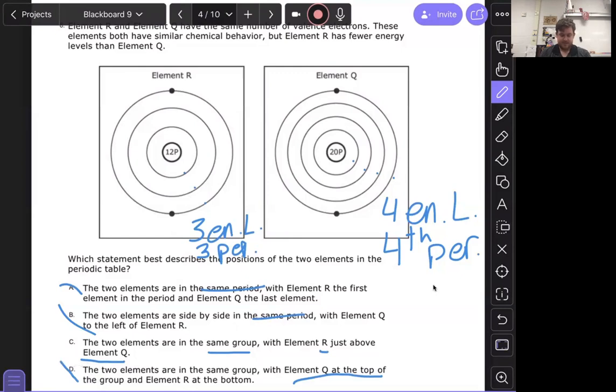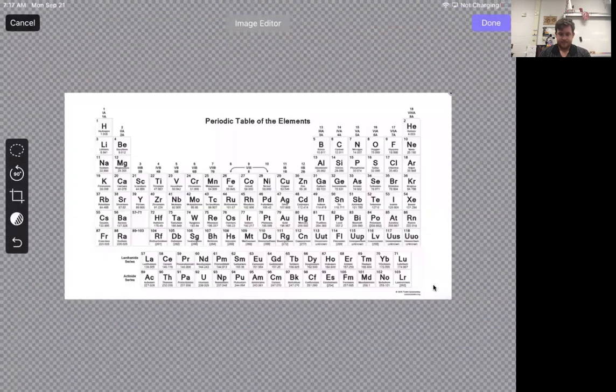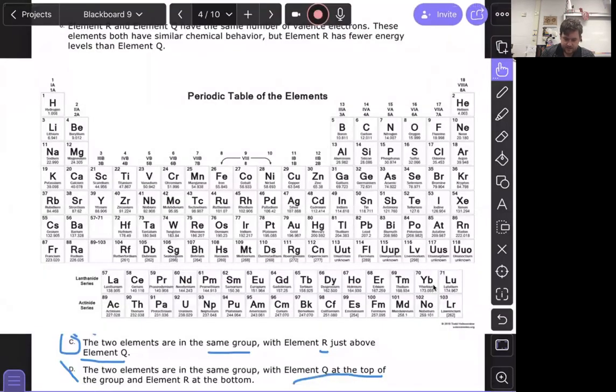The two elements are in the same group with element R just above element Q. So they are right on top of each other. And if I actually look at a periodic table, the two elements were magnesium, element R, right here. I know that because it had 12 protons, so you could have just looked at that. And then calcium right here was element Q, and element R is just on top of element Q. You are more than welcome to always use a periodic table. Please do not tell me that it was not fair. You had a periodic table to use.